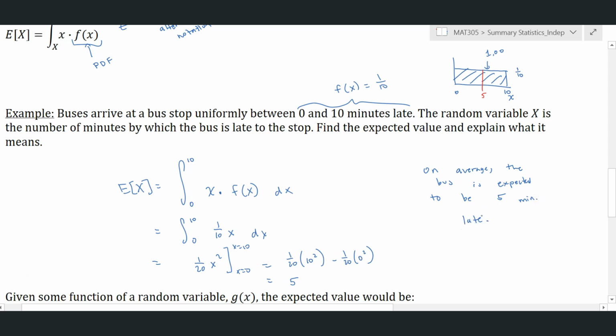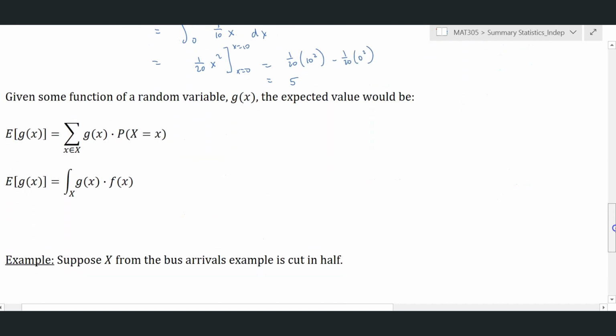Okay, so that means if you rode the bus many times and you arrived at this bus stop and recorded how many minutes it's late by, and you did that, say over the course of a year or 2 years, and then you took all of those times and computed the average, you should be expecting around 5 to be that average. Will it be exact? Well, no, because the expected value is over infinitely many attempts.